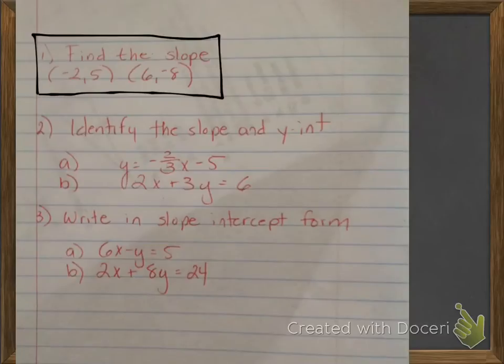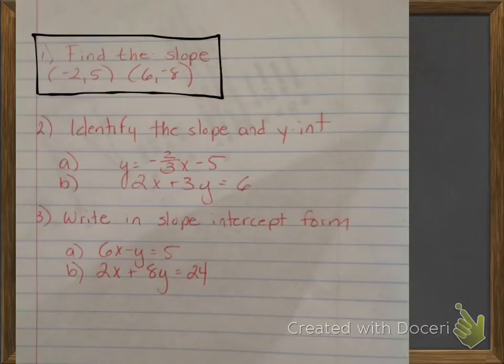So what we want to do is take those two pairs, the (-2, 5) and the (6, -8), and plug them into the formula. Now you go ahead and do it, and then come on back. I'll wait. You pause, and then as soon as you're done, come back, and I'll show you how it's done, or you'll show me how it's done. Let's do it.